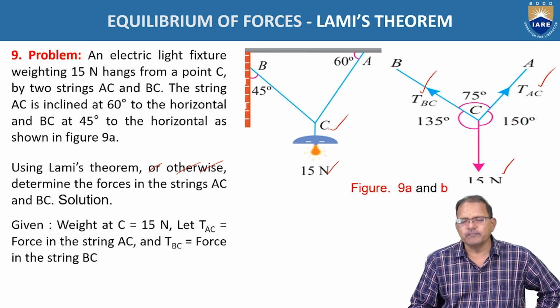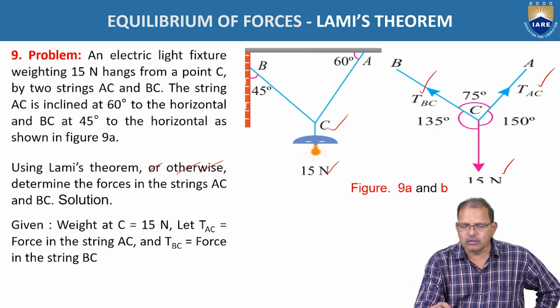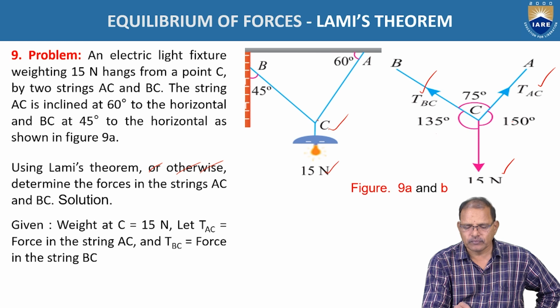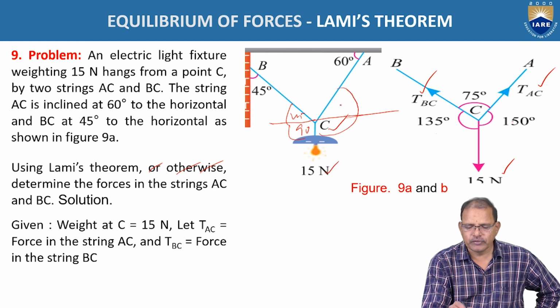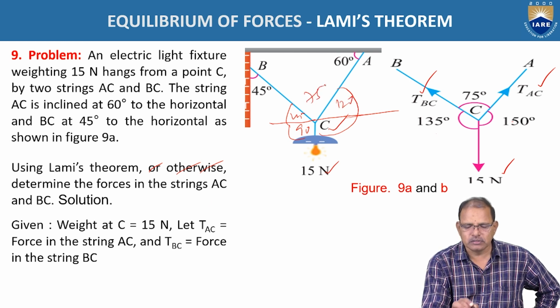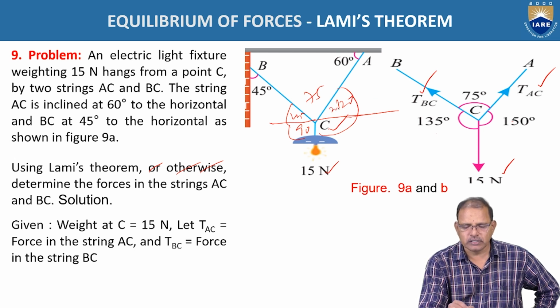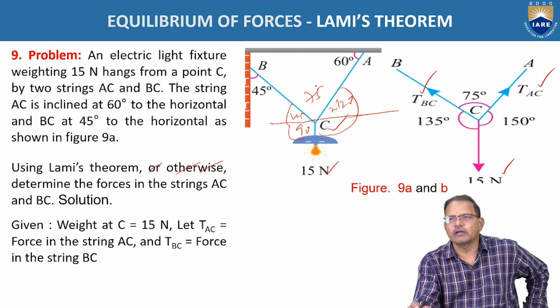Now, according to Lami's theorem, the magnitude of each force is proportional to the sine of the angle between the other two forces. According to the geometrical construction, the inclination between the forces is 45 degrees, 90 plus 120 gives the remaining angle, so the remaining angle is equal to 75 degrees in the figure.